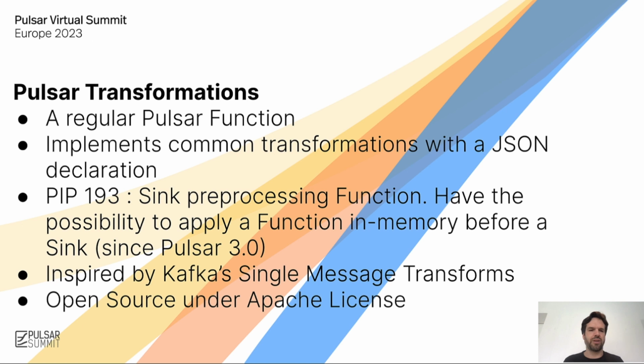We also worked on PIP 1 and 3, which is the possibility to apply a function before a sink, and to do it in memory without going through a topic. So we will apply the function and pass the result of the function to the sink in the same runtime. And this is available since Pulsar 3.0. This can be used with any function, including the Pulsar Transformations.